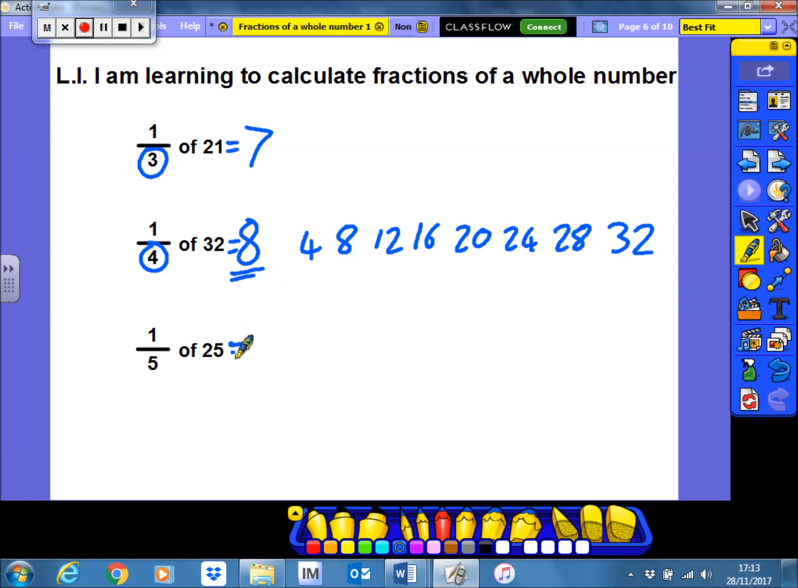Applying the same thing here. A fifth of 25. I'll be using my 5 times table up until I get to 25. So 5, 10, 15, 20, 25.